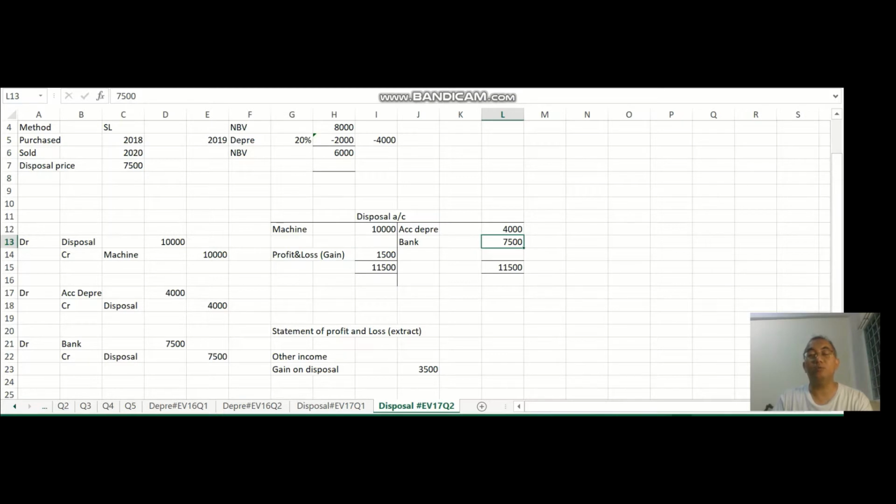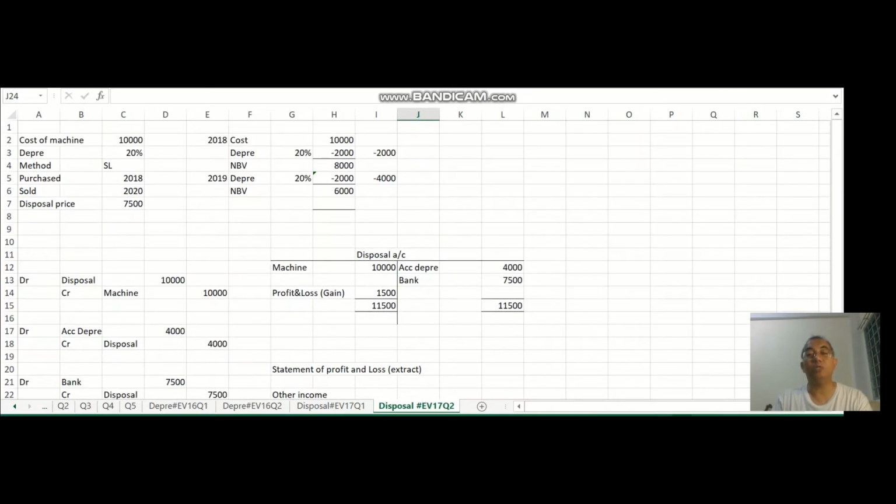Okay, now we have already made this a formula. So from here you still have a gain in your disposal of 1,500. See, because your net book value is actually 6,000, because 10 minus 4, 6,000, and then you sell at 7,500. So of course you gain 1,500.